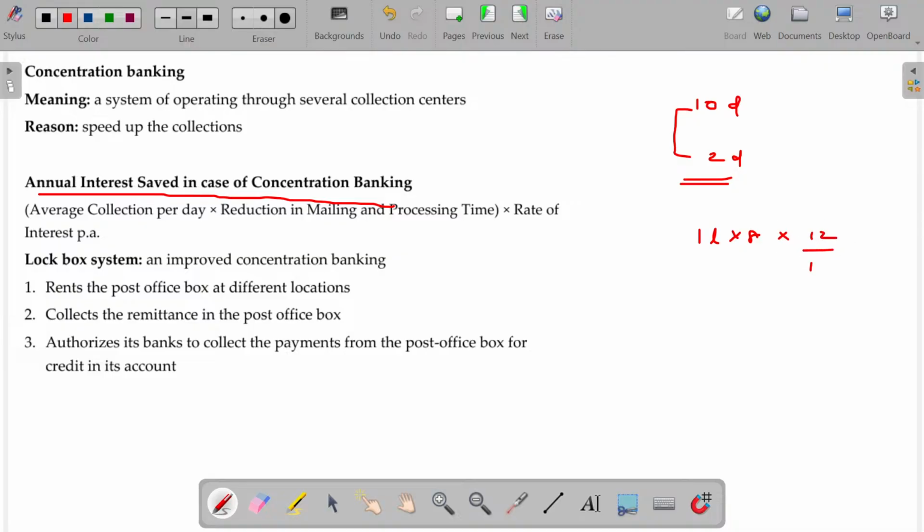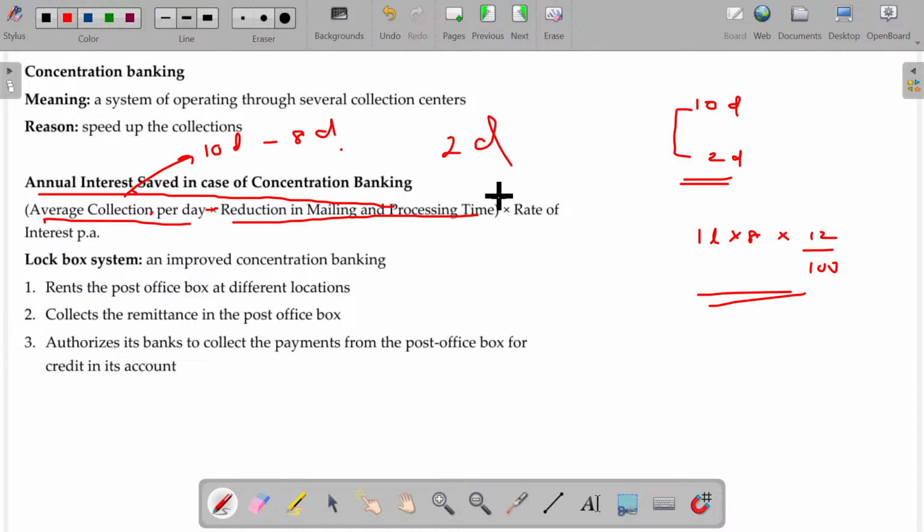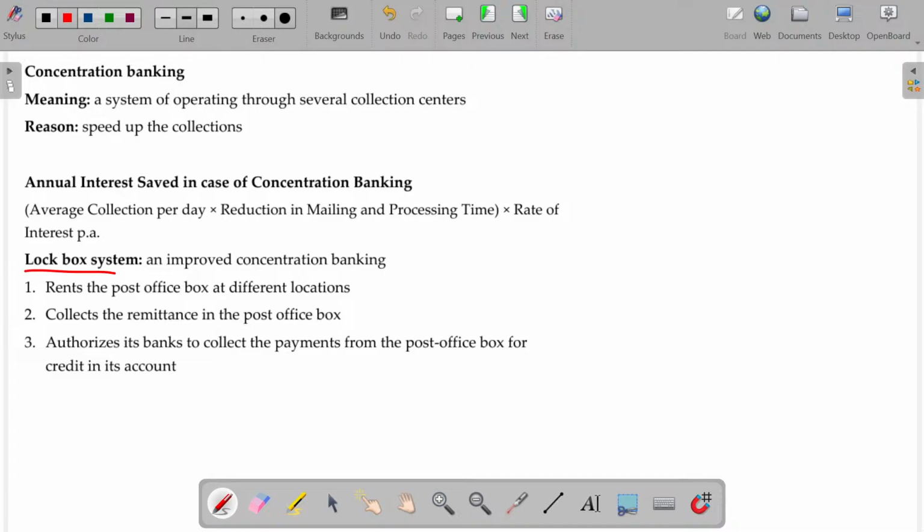For example, the company pays around 12% for their borrowings, so for the 8 lakhs, 12% will be the savings. The average collection period may be 10 days. Reduction in mailing and processing time due to concentration banking may be around 8 days reduced. 10 days minus 8 days, now we can finish off by 2 days. Then the rate of interest applicable, that's how we can calculate. It's also very rare. Apart from that, we had the lockbox system also.